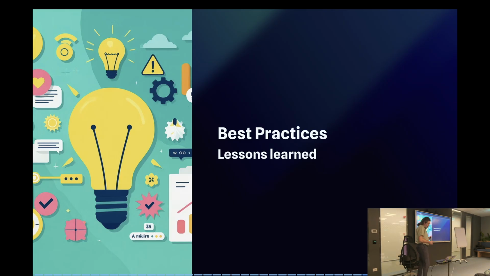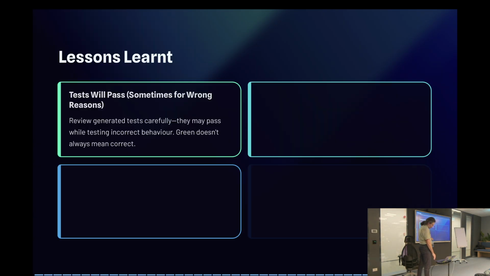Let me share some hard-won lessons from my experience. First lesson, tests will pass, sometimes for the wrong reason. Review generated tests carefully, they may pass while testing incorrect behavior. Green doesn't always mean correct. An example here, in the end-to-end test, Claude wrote something like try, button visible, catch, button not visible. Totally passes. Inside unit tests, they wrote if something, test something, else test something.